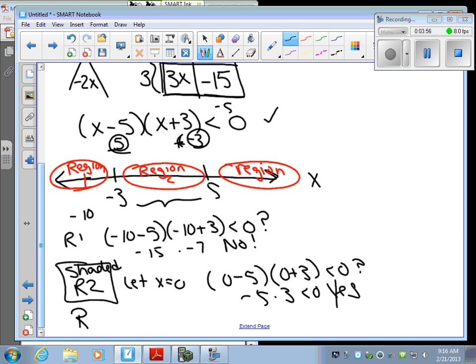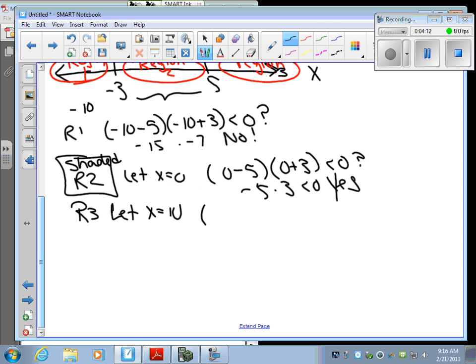And just to be thorough, I know that this isn't going to work already because region 2 worked, but I better check anyway. This time I'm going to let x equal 10 because that's up here in region 3. So is, let's see, 10 minus 5 times 10 plus 3 less than 0. That would be 5 times 13. Nope, that's going to be a positive answer, so it's not.